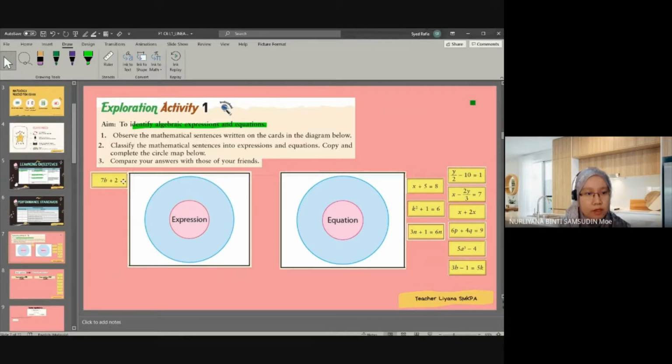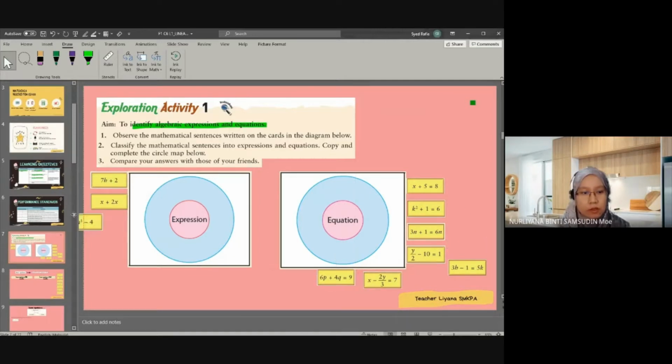Let's put it this way. So y over 2 minus 10. It has no equal sign there, so you put expression. The same goes with this. We have an equal sign, so this is an equation. No equal sign, this is an expression. Equal sign, equation. No equal sign, expression. This one has an equal sign, so this is an equation.